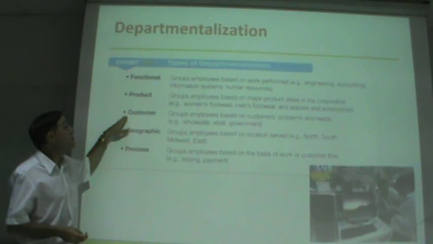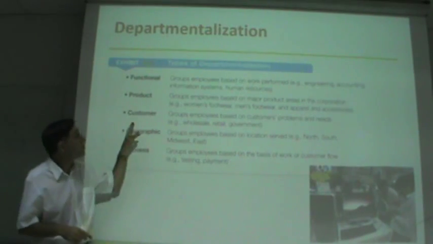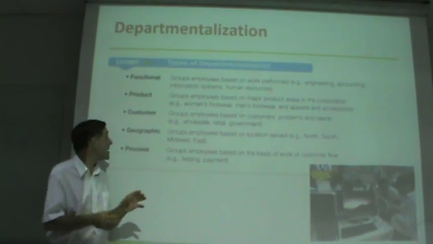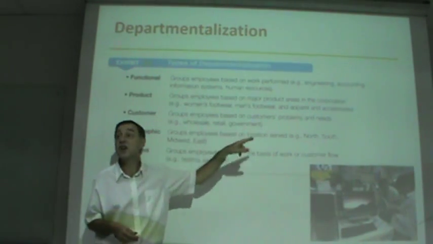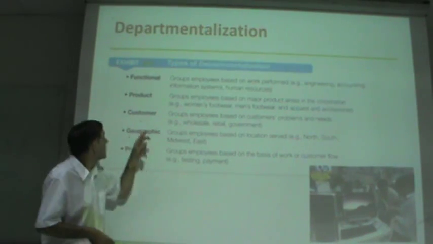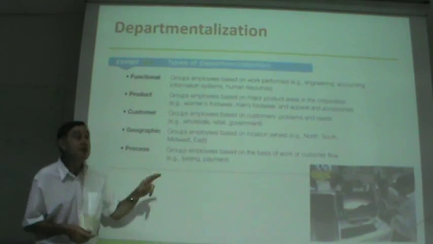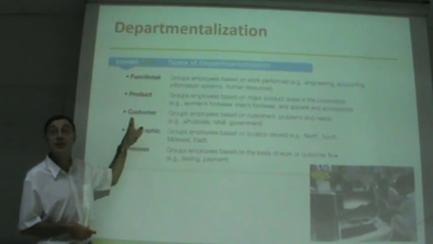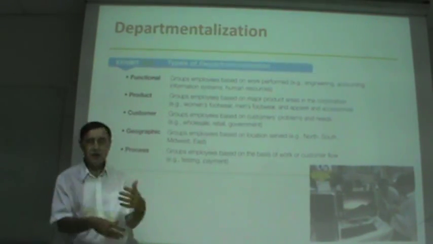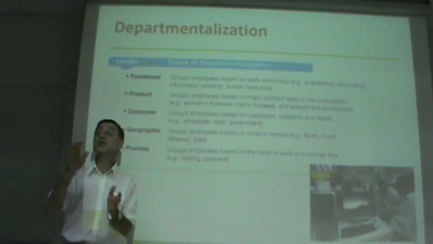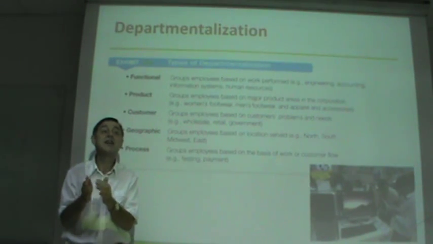Sometimes it will be based on customers. So whole departments will be based on different customers. And you see, these are good groups of employees based on customers' problems. In a sense, the graduate and undergraduate division is based on the product, but in another sense, the graduate and undergraduate division is based on the customer. Undergraduates have completely different needs and all the other things from graduates. Graduates are a lot fewer, they are much more narrowly specialized, and so on.